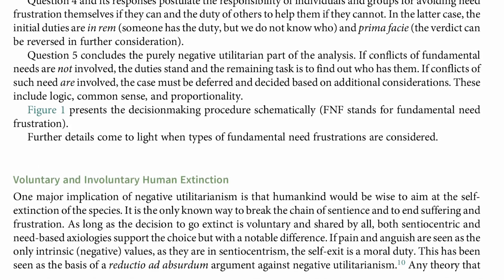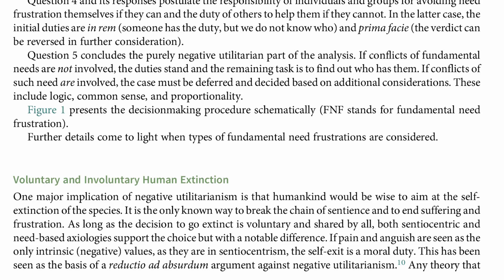Question 5 concludes the purely negative utilitarian part of the analysis. If conflicts of fundamental needs are not involved, the duties stand and the remaining task is to find out who has them. If conflicts of such need are involved, the case must be deferred and decided based on additional considerations. These include logic, common sense, and proportionality.